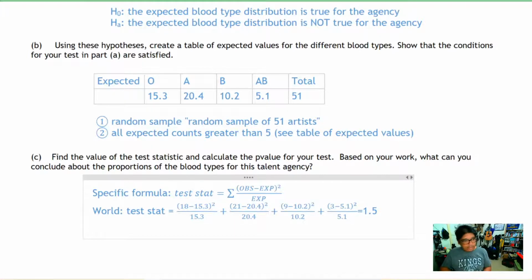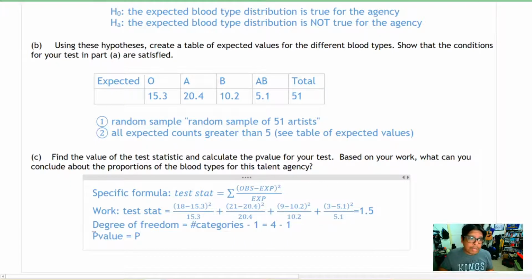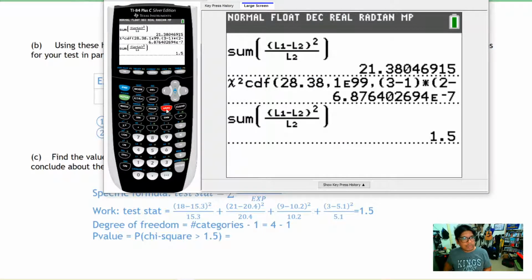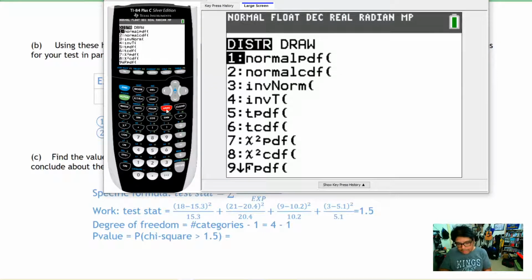Now the p-value. The degree of freedom is the number of categories minus 1. We have 4 blood types minus 1. That tells me that the degree of freedom is 3. Now to the p-value. The p-value is the proportion under the chi-square curve that is greater than our test statistic. What was our test statistic? 1.5.